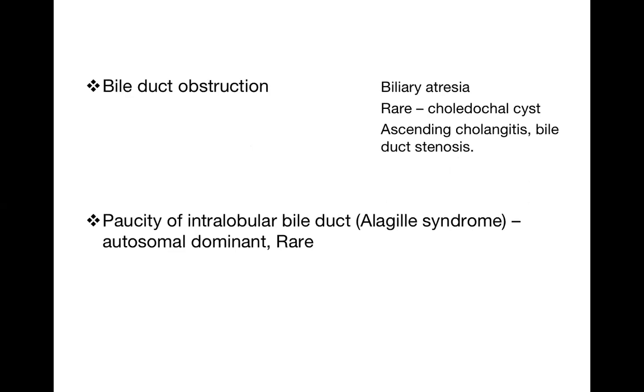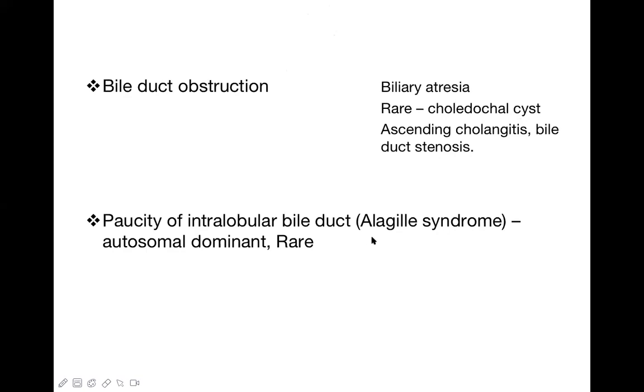Now another easy mechanism you need to understand is bile duct obstruction. If the common bile duct or intrahepatic ducts are blocked, then hyperbilirubinemia will occur, and that hyperbilirubinemia is conjugated type. The common causes are biliary atresia, choledochal cyst, which is a bit rare, and ascending cholangitis. There is an ascending type of infection which is going from the intestine and climbing up towards the liver. Bile duct stenosis may be some other cause.